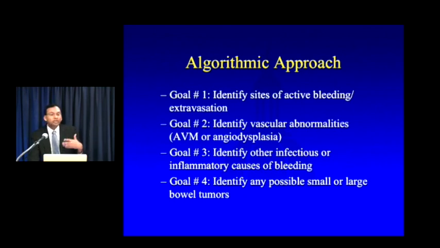Goal number 1, you're obviously going to look for sites of active extravasation, which is the fundamental reason you're doing the study. Goal number 2, you're looking for vascular anomalies that may explain the patient's bleeding, even if there is no active extravasation, whether it's an AVM or angiodysplasia. Goal number 3, even if you don't see active extravasation, you're looking for other infectious or inflammatory causes of bleeding, whether it's enteritis, colitis, C. difficile, ischemia, and so on and so forth. And then finally, although rare, you don't want to miss one of those cases where there's a tumor of the bowel that's causing the bleeding. So you're going to run the bowel and look for a small or large bowel tumor.